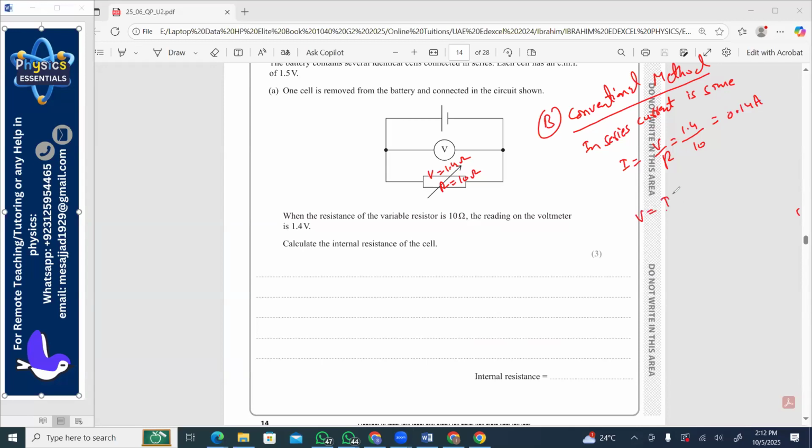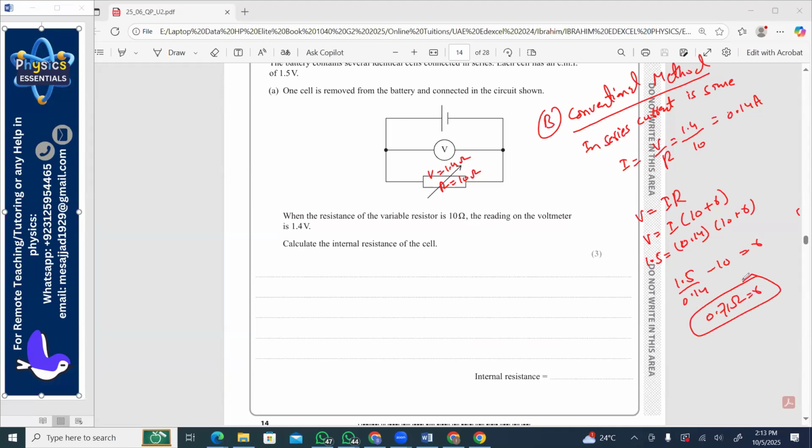So now you have the current. You use Ohm's law, equation equals IR, and R is the total resistance of the circuit, and the total resistance is 10 plus small r. So the total voltage 1.5 equals I, which you have obtained as 0.14, into (10 plus r). So from here, 1.5 divided by 0.14 minus 10 equals r. And it is going to be exactly 0.71 ohms.